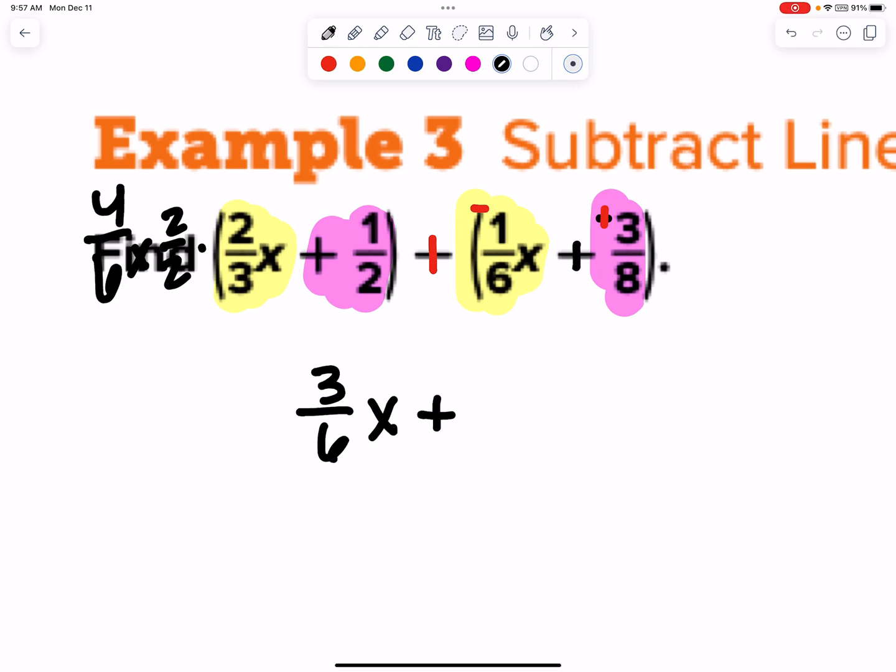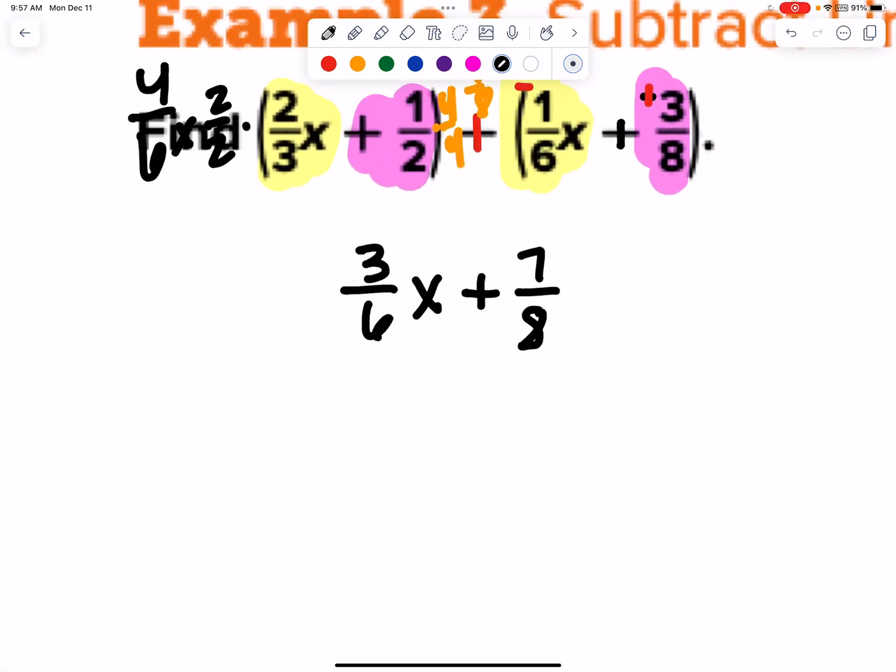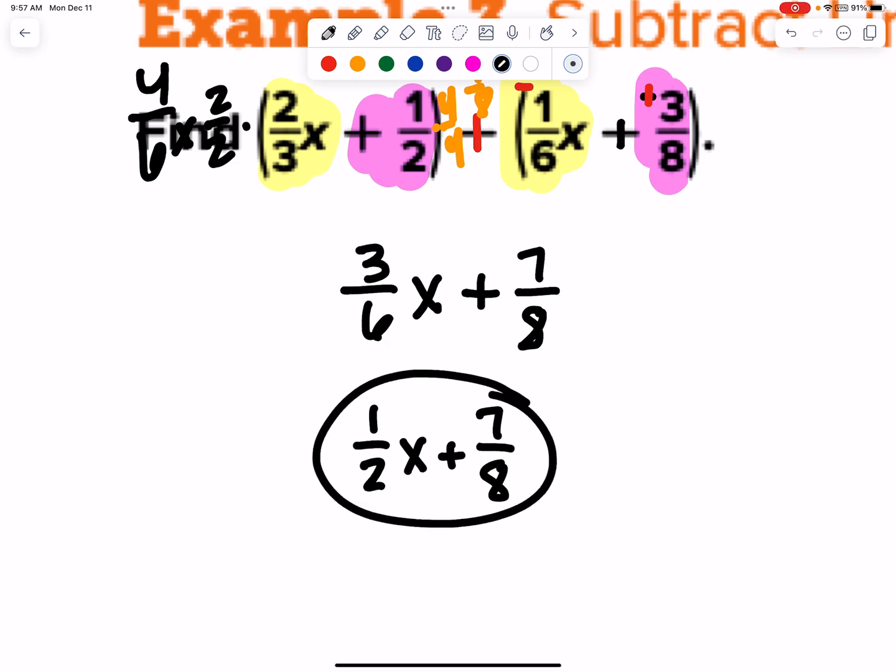And then let's add up our constant. So we have a 1/2 plus a 3/8. So annoying. Let's change that. We're going to need 8, so times what? 4 over 4, and that puts us at 4/8. So 4/8 plus 3/8, that gives us 7/8. Okay, so we could simplify the 3/6x. It doesn't tell us that we have to, but I'll be a good boy and just change it to 1/2 x plus 7/8. Okay, and there we go with that one.